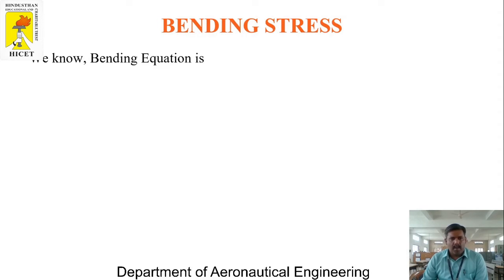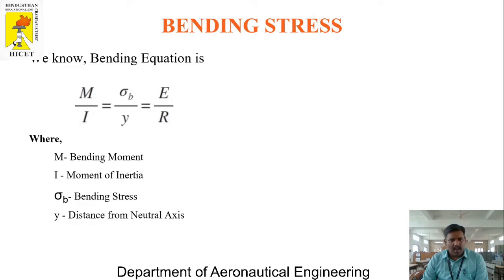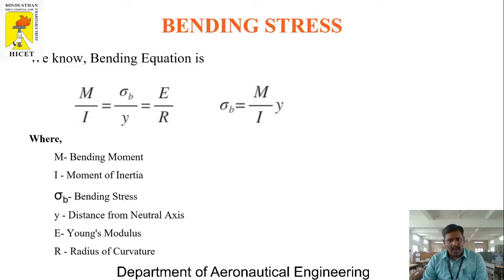Bending stress. We know the bending equation from solid mechanics: M by I is equal to sigma b by y is equal to E by R, where M is the bending moment, I is the moment of inertia, sigma b is the bending stress, y is the distance from the neutral axis, E is the Young's modulus, and R is the radius of curvature. From this bending equation, rearranging the first two terms, you can derive the bending stress sigma b is equal to M by I into y. So this is the basic equation for the bending stress due to symmetrical or unsymmetrical bending.